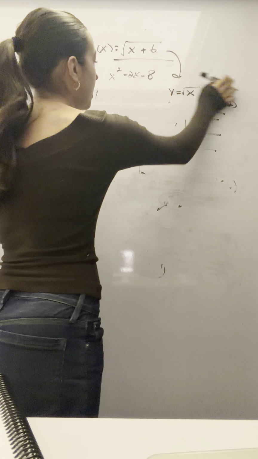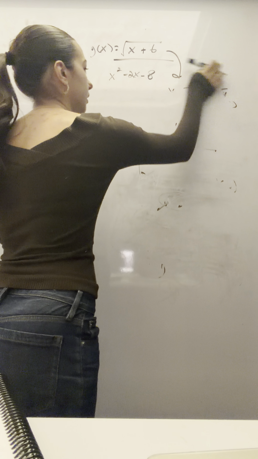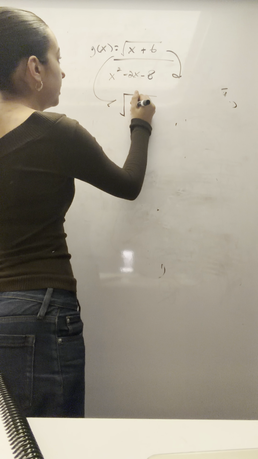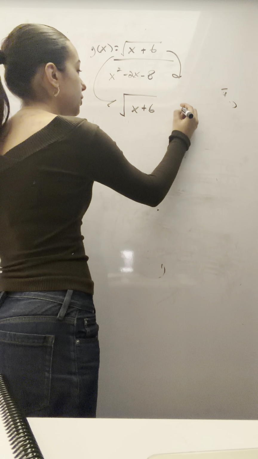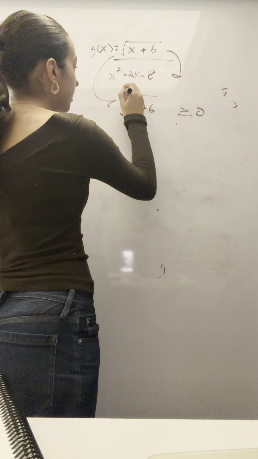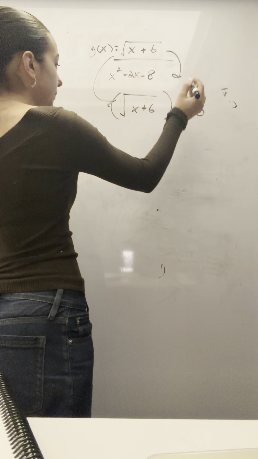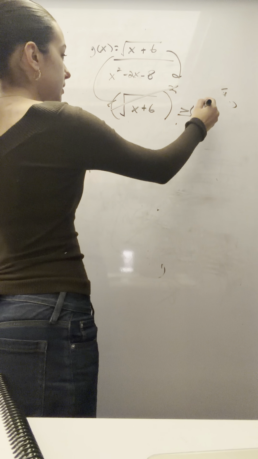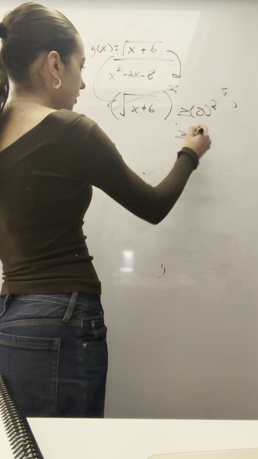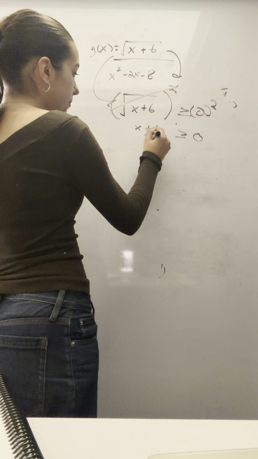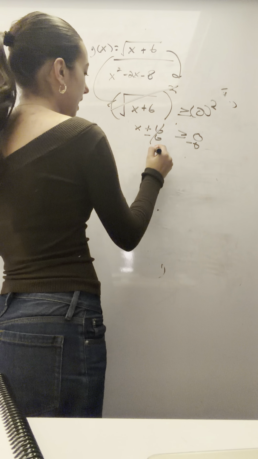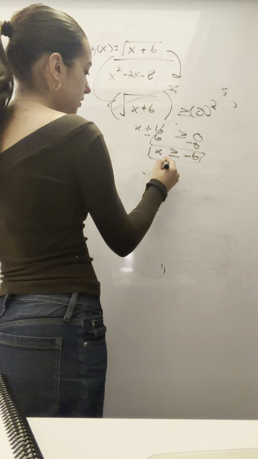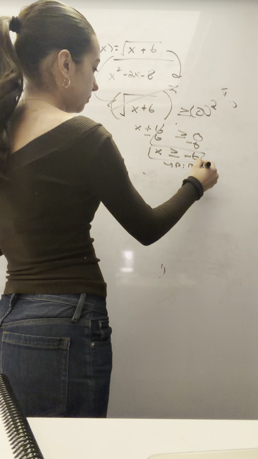So now that we know it has to be positive, we're going to set our numerator, that root function, x plus 6 is greater than or equal to 0. To undo a square root, you square the function, so to the exponent of 2. Those cancel, and 0 squared is just 0, so greater than or equal to 0. X plus 6 is greater than or equal to 0, minus 6, x is greater than or equal to -6. That is our first domain restriction.